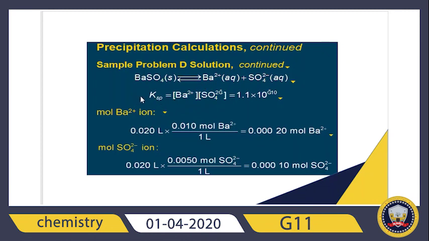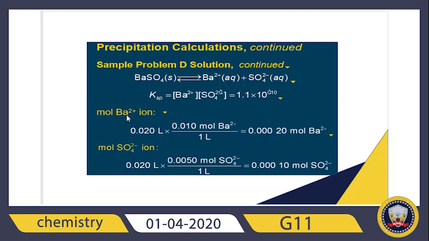So KSP expression will be this way, guys. KSP is equal to concentration of barium cation multiplied by concentration of sulfate anion. And from the table, guys, we have KSP is equal to 1.1 times 10 to negative 10, guys.